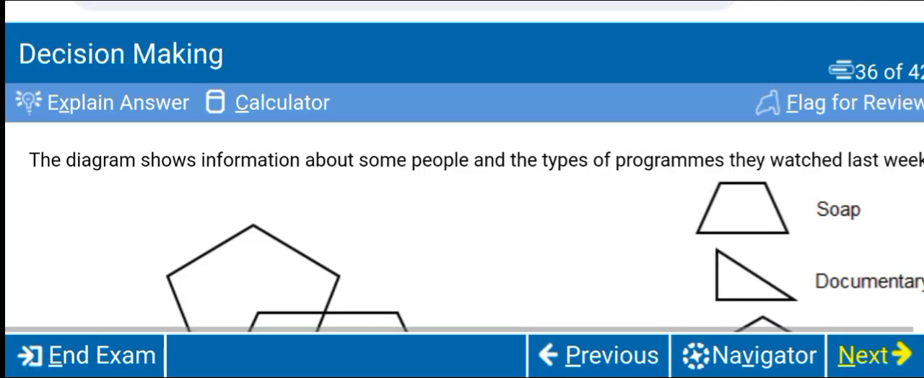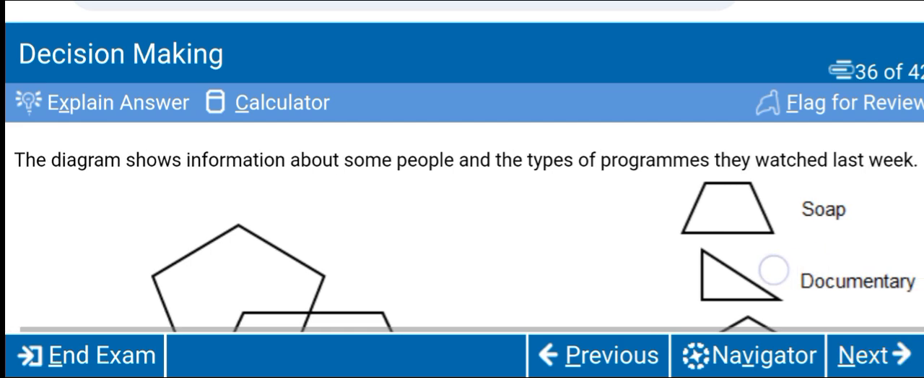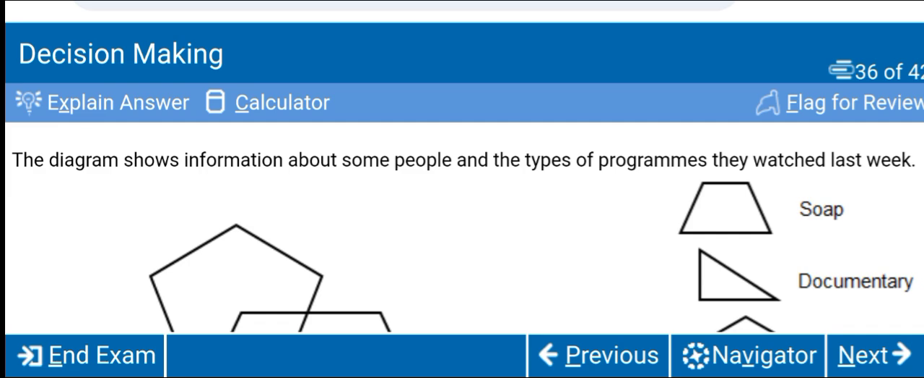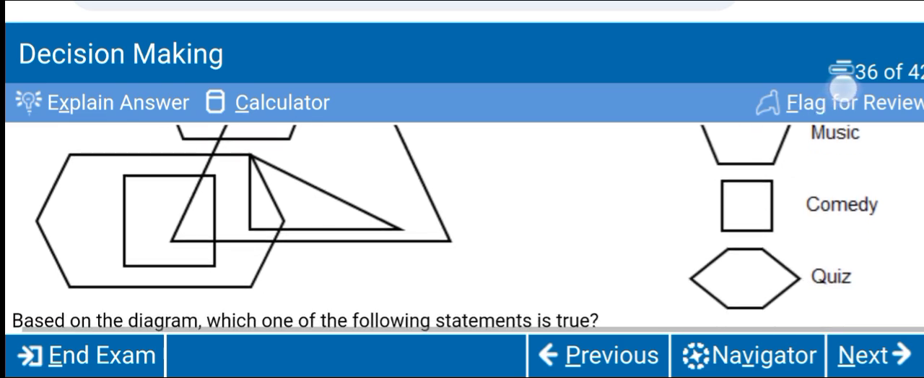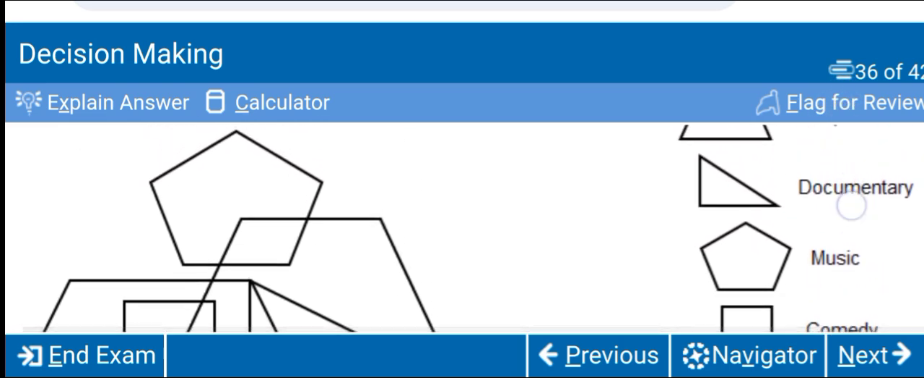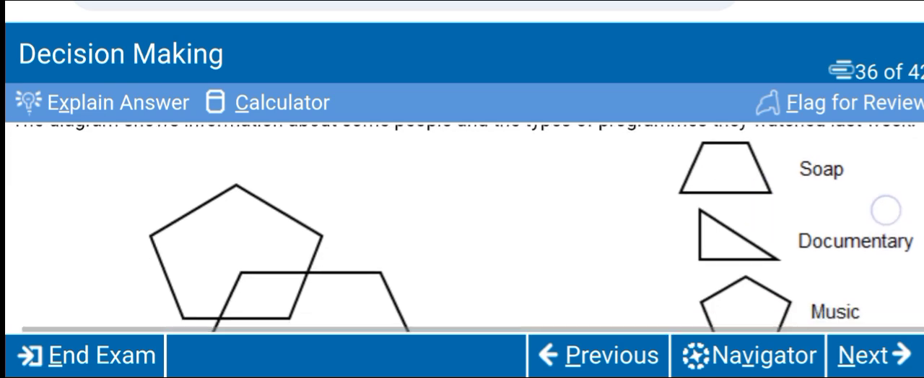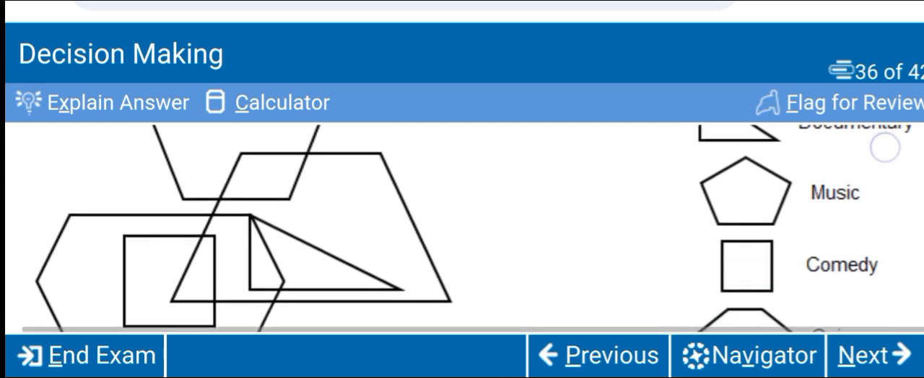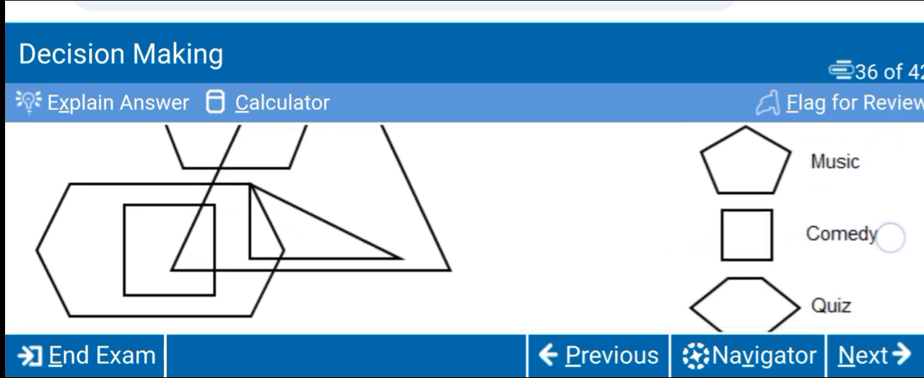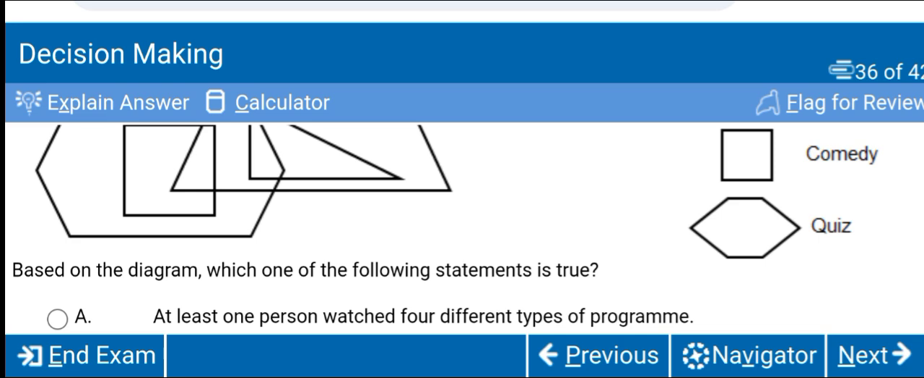Next we have the diagram shows information about some people and the types of programs they watched last week. So here we have this Venn diagram. It's represented like this. First shape represented soap, then we have a shape that represented documentary, rhombus representing music, square representing comedy, and then we have a hexagon representing quiz. Based on the diagram, which one of the following statements is true?